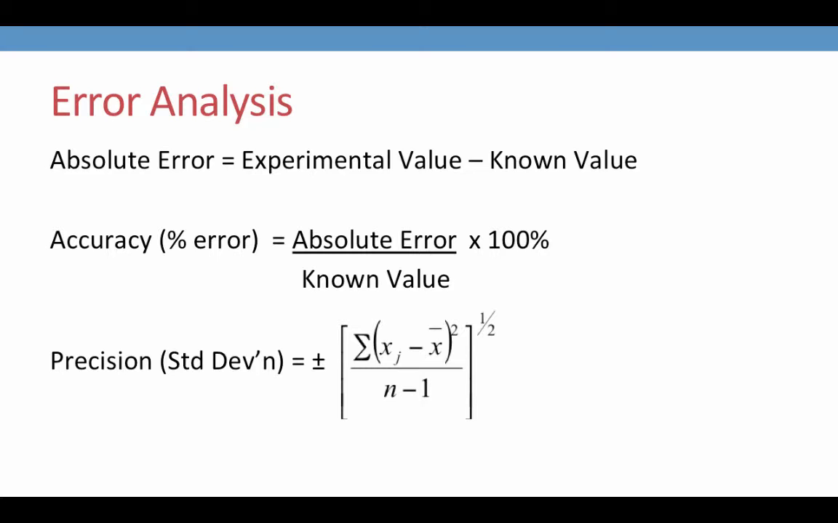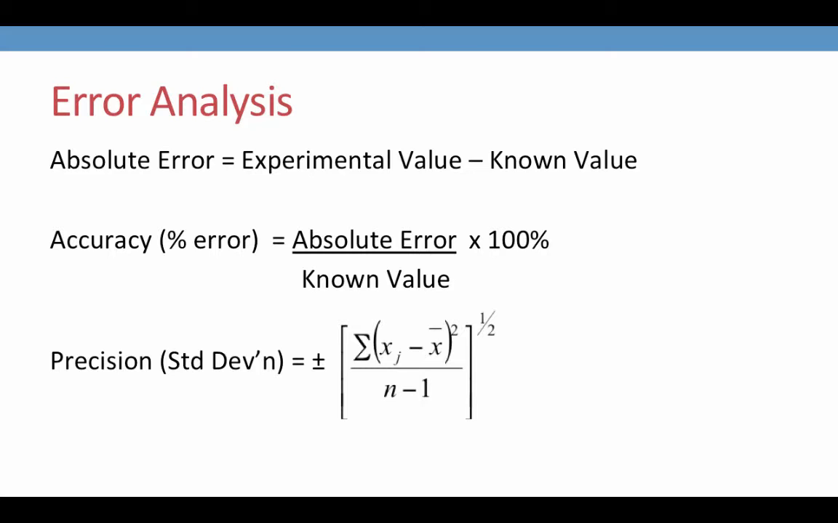From absolute error, we can calculate accuracy. Accuracy is a measure of error that takes into account the magnitude of the known value. Simply stating that you are off by 10 grams doesn't really tell you how close you were to the true value. If the object was supposed to be 1 kilogram, being off by 10 grams isn't so bad. However, if the object was only supposed to weigh 5 grams and you're off by 10 grams, well, that's a much larger deal. So percent error gives an idea of the absolute error in terms of the magnitude.